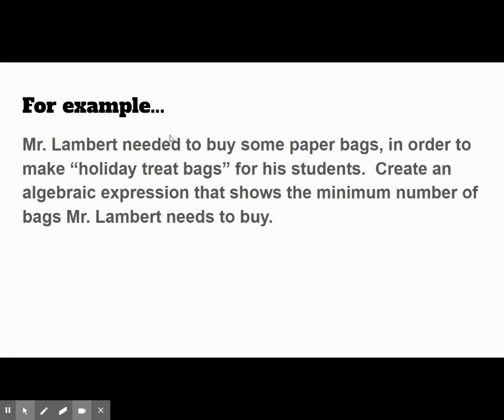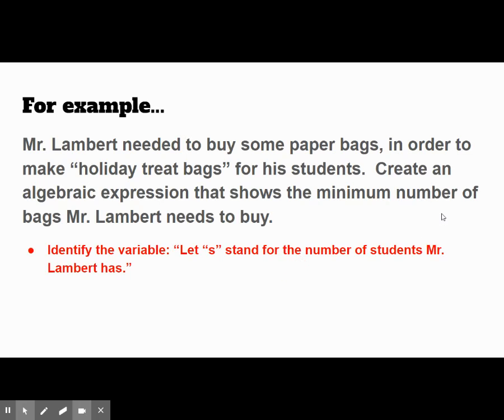Here is an example. Mr. Lambert needed to buy some paper bags to make holiday treat bags for his students. Create an algebraic expression that shows the minimum number of bags Mr. Lambert needs to buy. So first thing I need to do, I need to identify the variable. So I'm going to let S, in this case, stand for the number of students that Mr. Lambert has.